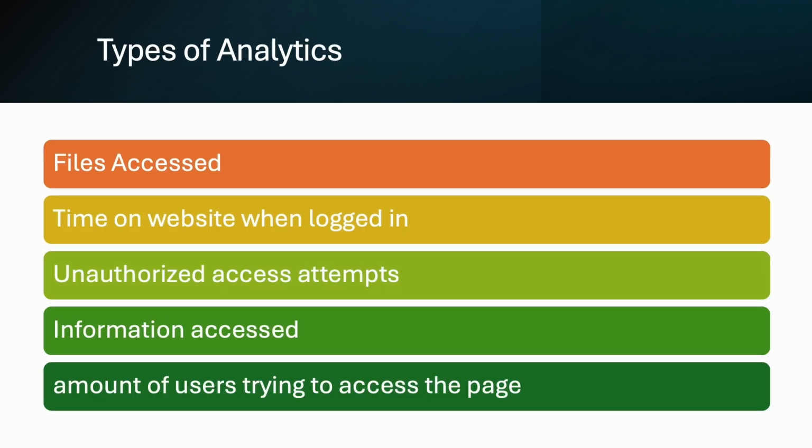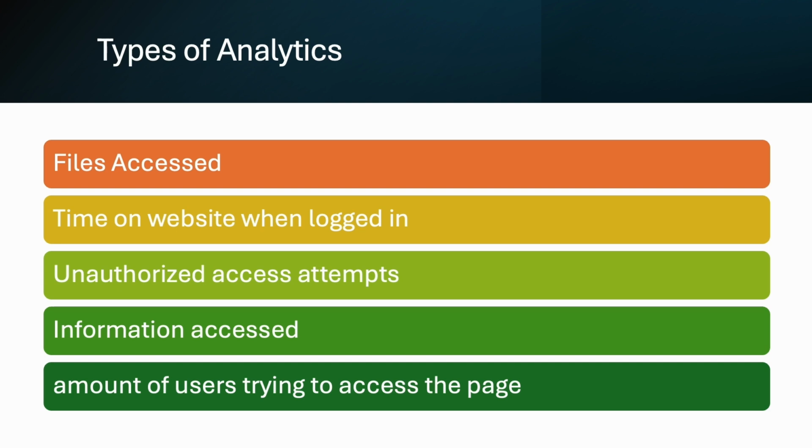Types of analytics. This slide outlines the key types of analytics that our system uses to provide valuable insight and improve security. Files access. This system keeps a log of which files are accessed and by whom. This ensures transparency and helps detect unauthorized access to sensitive documents. Time on website when logged in. By tracking how long users remain logged in, we can identify unusual behaviors such as excessively long or short sessions, which might indicate potential misuse or errors.